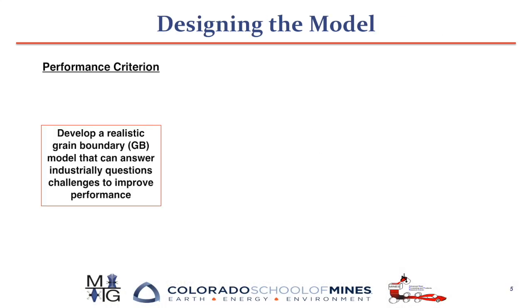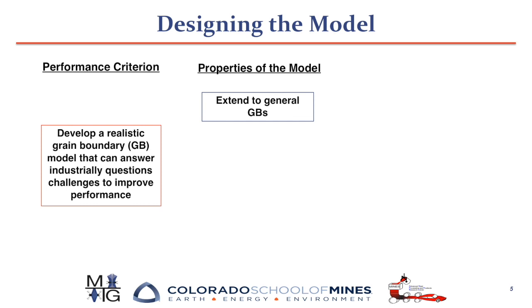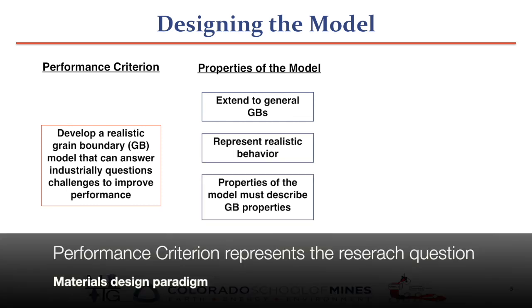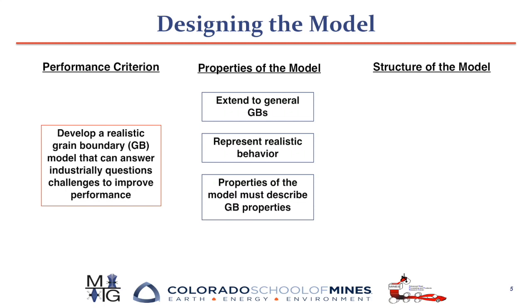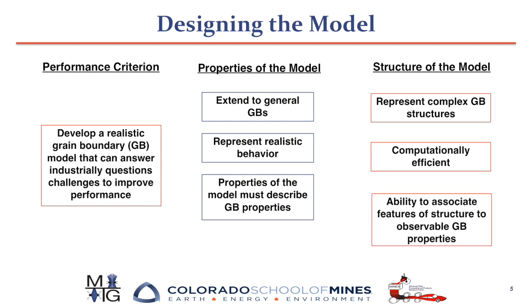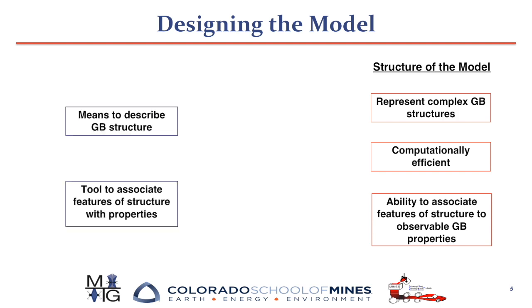With the performance criterion in mind, these are the properties of the model. We must be able to extend it to general grain boundaries, represent the realistic behavior of boundaries, and the properties of the model must describe grain boundary properties. So the structure of the model, therefore, should be a representation of complex grain boundary structures, computationally efficient, and it has to have the ability to associate features of the structure to observable grain boundary properties.